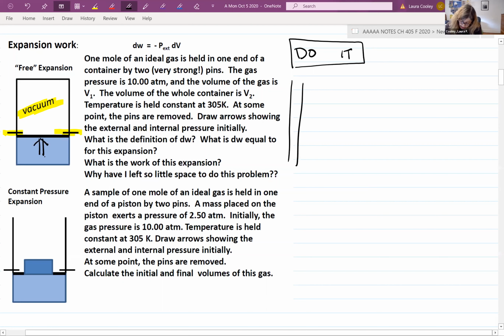Okay, it tells you what the gas pressure is. That's the 10 atmospheres here. And it tells you the volume. Well, the volume is V1. The volume of the whole container is V2. Temperature is 305. The pins are removed, okay? So there is no arrow to represent the internal pressure. There is no internal pressure, so there's no arrow there. So dW is defined as, somebody give me the definition.